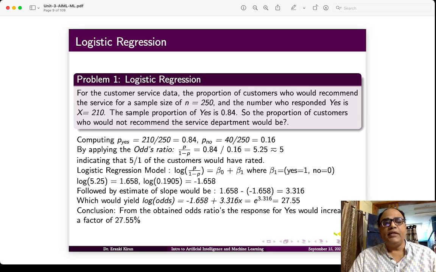So by what proportion of customers who would not recommend the service offered by the department? It is most likely that there will be 27.55% of customers who would not be recommending the service offered by the department. So this is how we apply logistic regression based on the data that is provided to us.